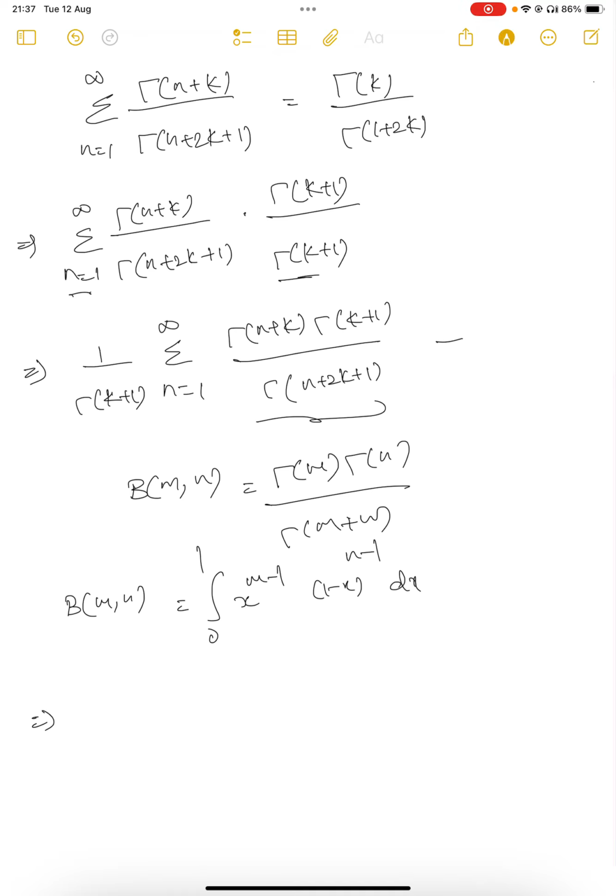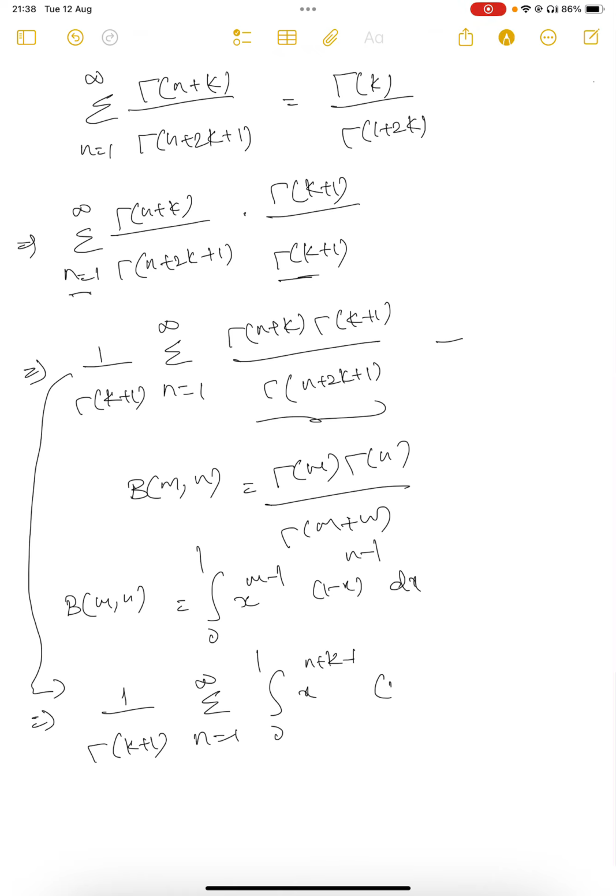So our function can be written as 1 by gamma of k plus 1 summation n equal to 1 to infinity. This is beta of n plus k and k plus 1, right? It can be written as integral 0 to 1, right? How will you write this? x power n plus k minus 1, 1 minus x whole power k plus 1 minus 1, which is k, right? dx.